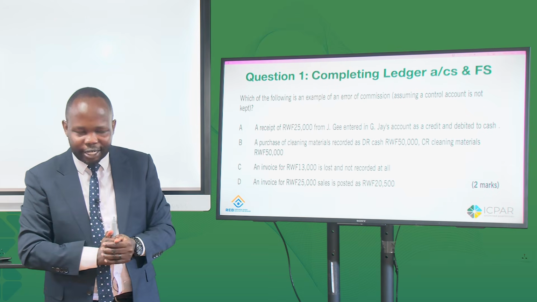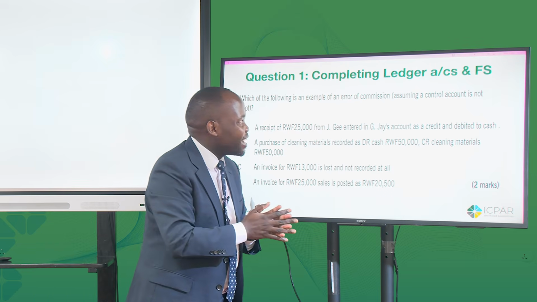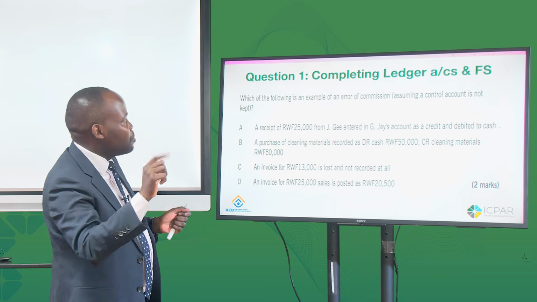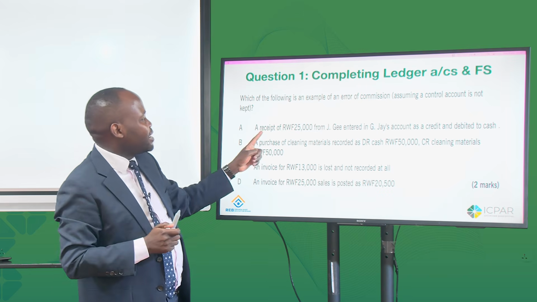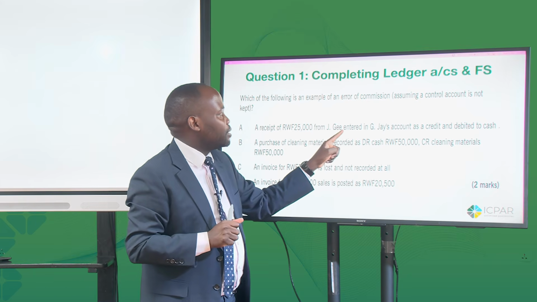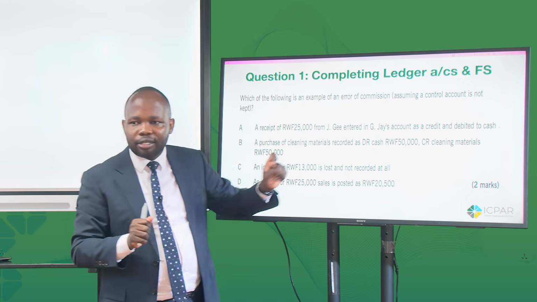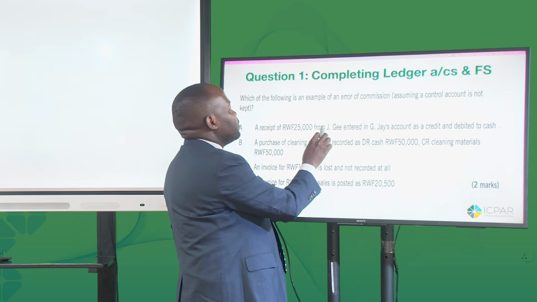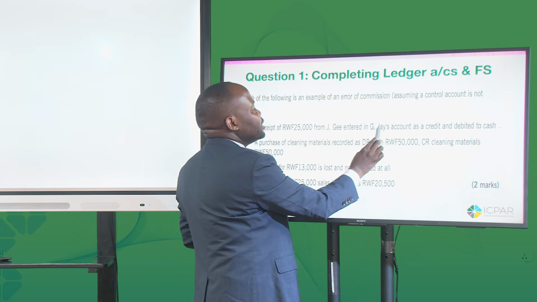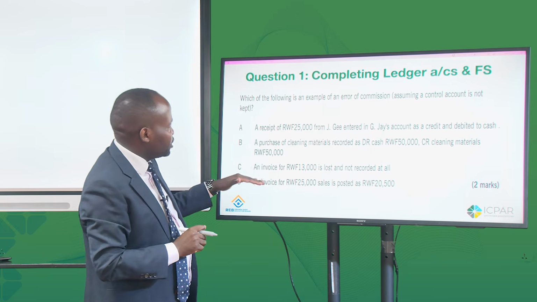Two questions as we wind up. The first one: which of the following is an example of an error of commission? Remember, an error of commission is an error that affects the name of the account. A receipt of 25,000 from JG is entered in GJ's account as credit and debit to cash. So this affects the name. We were supposed to be posting it in JG, but we posted in GJ's. So that affects the name. That is an error of commission. We don't even need to look at the others.